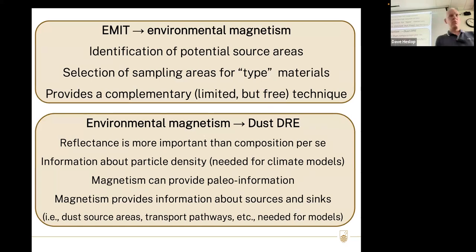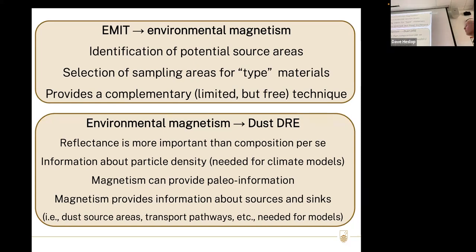So what can EMIT do for environmental magnetism? Well, if you're interested in potential source areas, you're now going to have these really high resolution mineral maps showing you, at least as far as their algorithms are concerned, how much hematite and how much goethite there are in these different places. If you're going to certain sampling areas, you could look at the EMIT maps in advance to give you an idea of mineralogy. If you're looking for certain type materials, so you want a really nice hematite-rich sample or a really nice goethite-rich sample, you could actually look at the EMIT data and try and work out where you might find that.